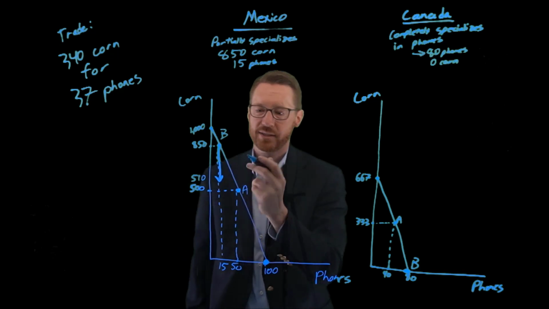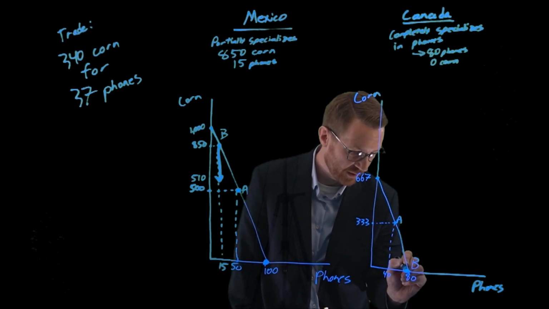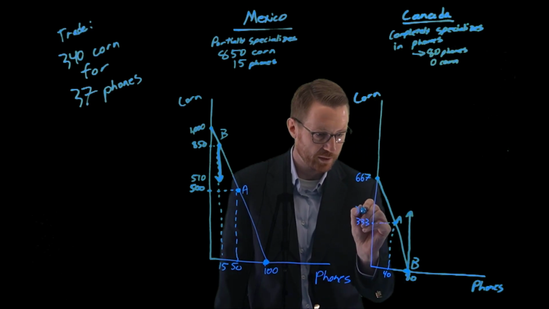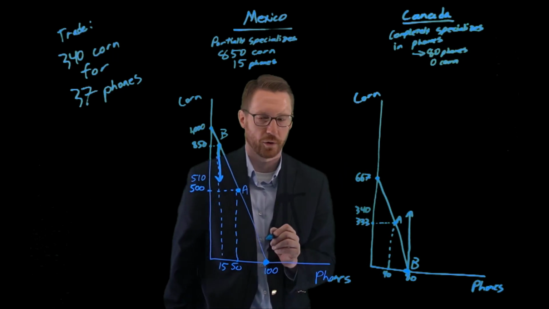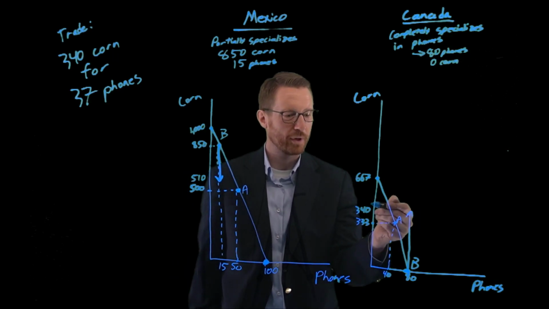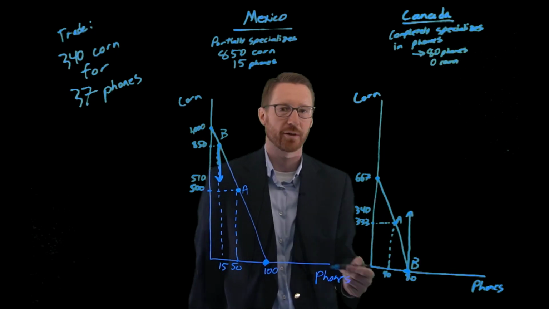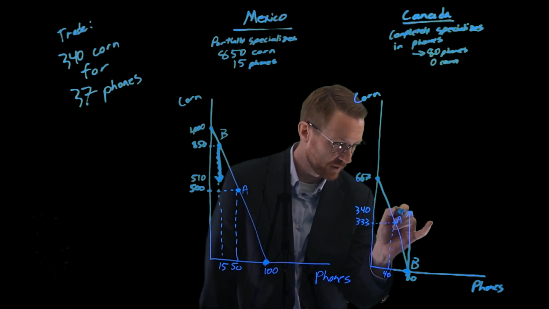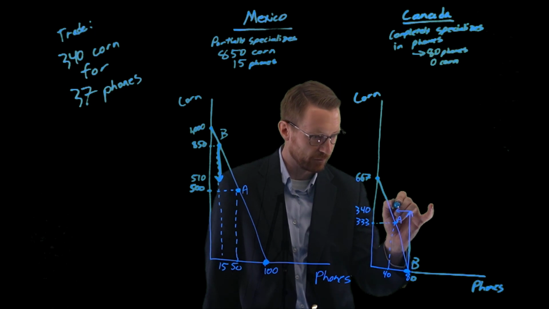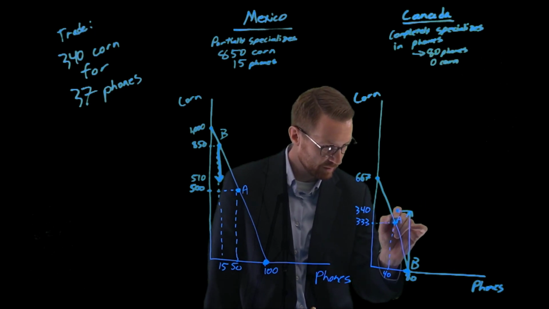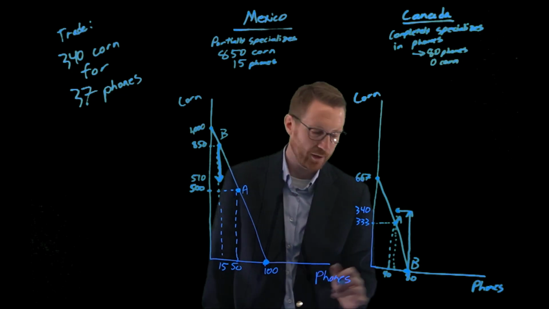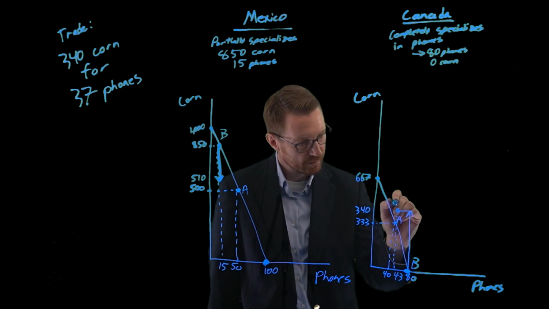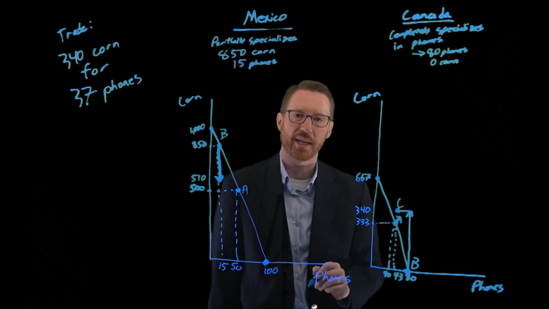And Canada is getting those corn. So Canada is receiving corn, right? So now they have 340 corn. But how do they get those corn? How are they paying for them? Well, they're going to have to give up some of those cell phones. What did we say? They're going to give up 37 cell phones. So they're giving up cell phones. And if they have 80 and they give up 37, that means they're left with 43. So let's call this point C.